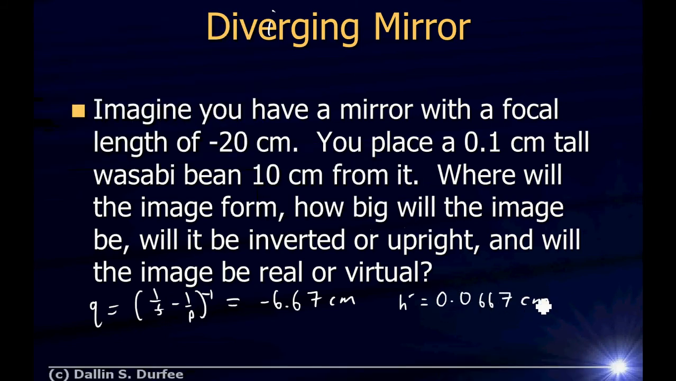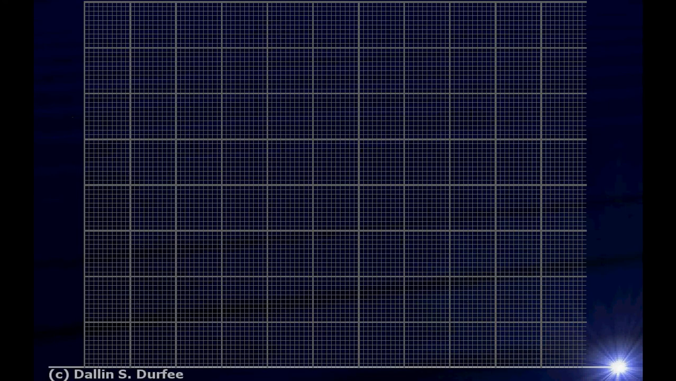0.0667 centimeters. So there we go. Q is negative, therefore it's a virtual image. H prime is positive, therefore it will be an upright image. And the image is going to form on the opposite side of the mirror from your eye, which is the opposite side from the object. Alright, let's see if we can get that by drawing pictures.